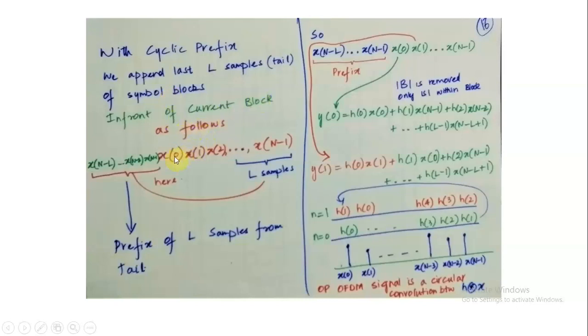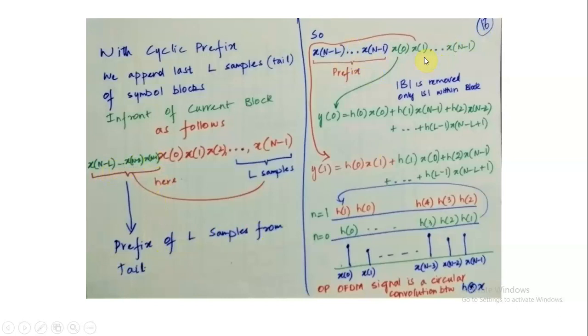So if we have the current block, we take the last L samples from here and copy them to the prefix of the current block. We take these samples and put them here, ranging from x_{N-L} to x_{N-1}. So this is the prefix of L samples from the tail, and this is the current block.